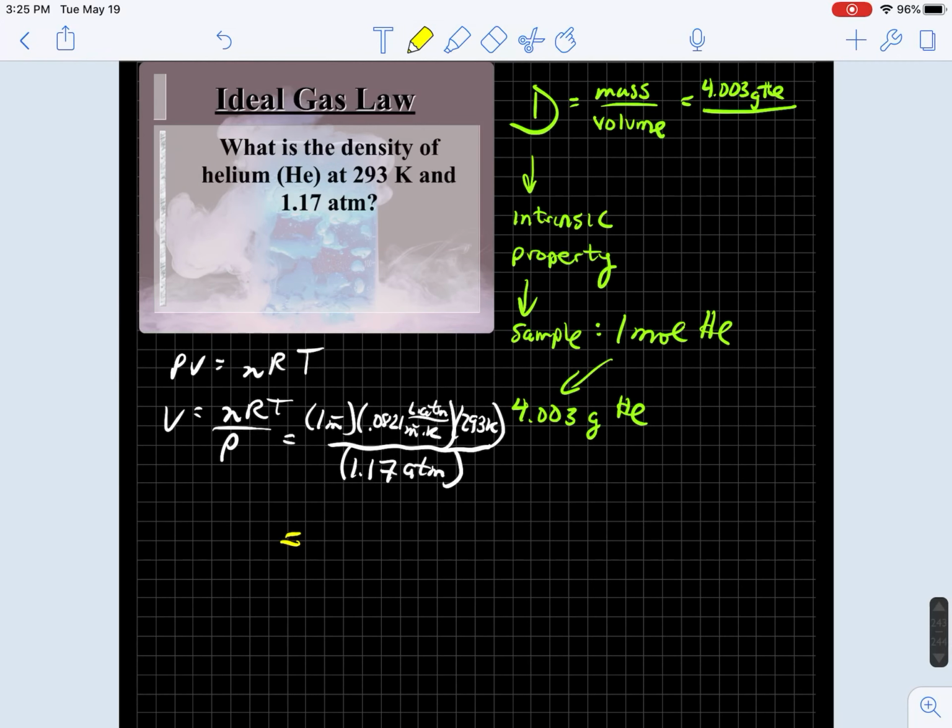All right, so let's see what we got. 0.0821 times 293 divided by 1.17 atmospheres. I got 20.6 liters. So I can take that and substitute it back into my density calculation. So the density of helium at this temperature is 0.194 grams per liter. Right? Easy. Put a whole bunch of those on the test as long as you remember that intrinsic means you can choose the sample size.